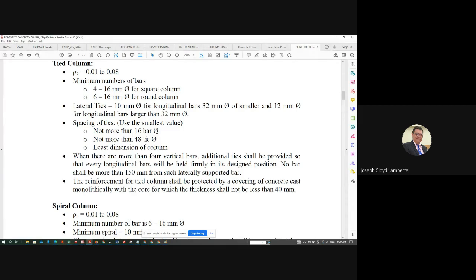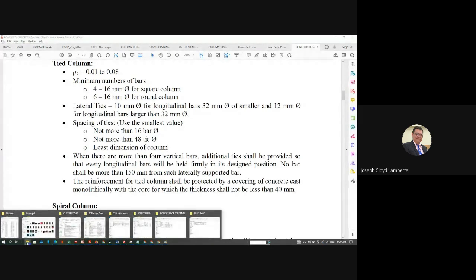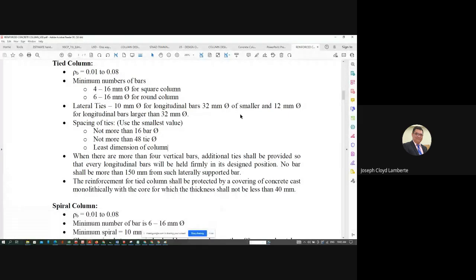When there are more than 4 vertical bars, additional ties shall be provided so that every longitudinal bar will be held firmly in its designed position. No bar shall be more than 150 from such lateral supported bars. So not more than 150 na. So if there are more than 4, so kailangan mabutangan og additional ties.